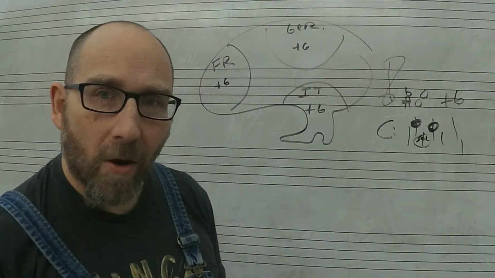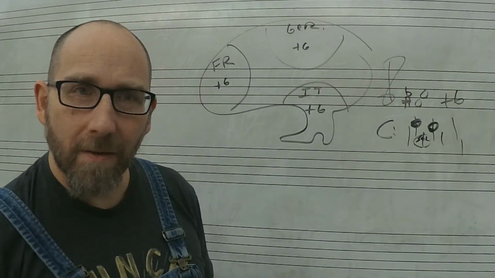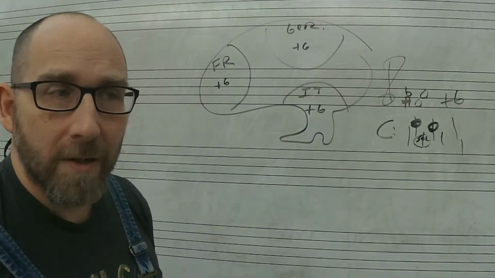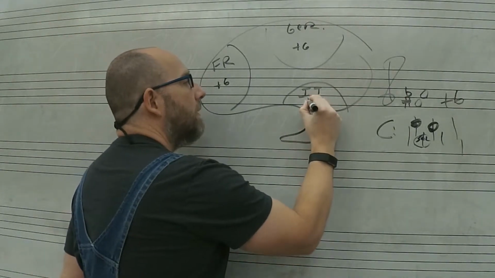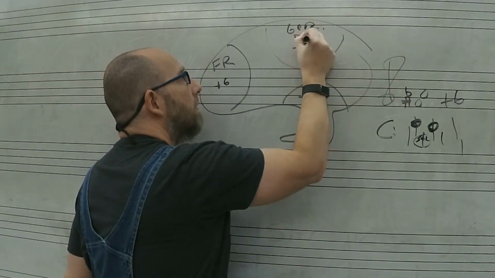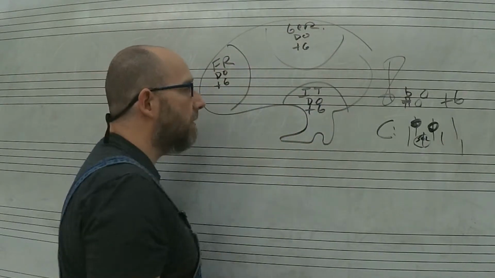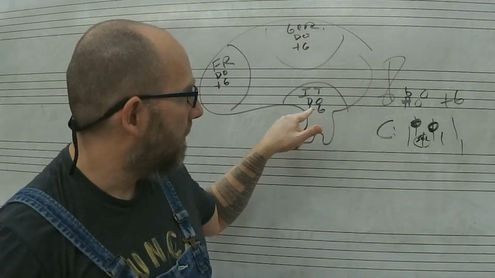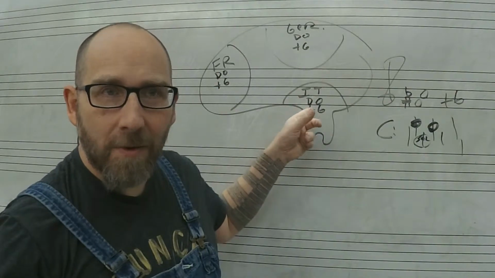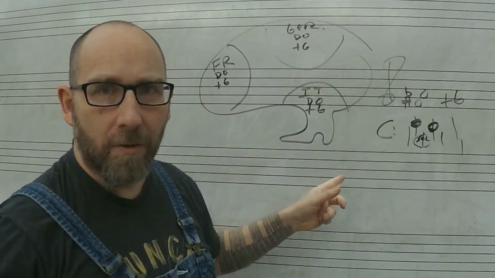The other thing that is in all of these variations of the augmented sixth chord is Do. Do is always in the chord. So if you're in the key of C, you have C, and then you have F sharp and A flat in all three of these chords.